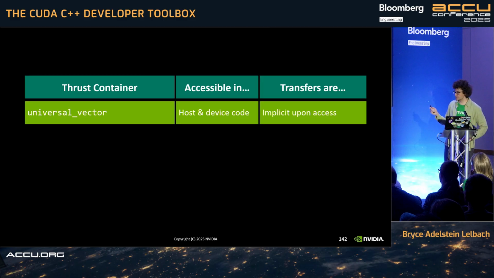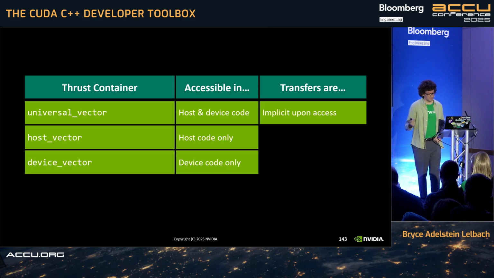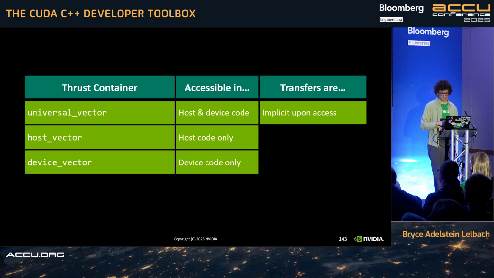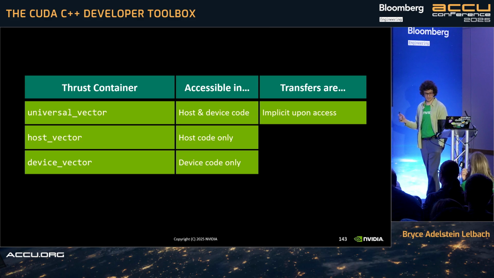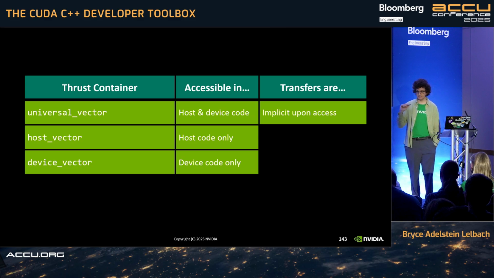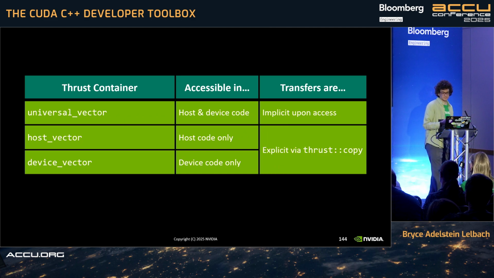So unified memory is just one of the options available to us. It's the most user-friendly, which is why we start with it. But we can also allocate memory that is tied to a particular target. So host vector will allocate memory that can only be accessed in host code. And device vector will allocate memory that can only be accessed in device code. To transfer data between memory spaces, we can use thrust copy, which works just like std copy. But unlike std copy, thrust copy understands different memory spaces and the various ways of moving data between them, and it will dispatch to the correct and most optimal mechanism possible.